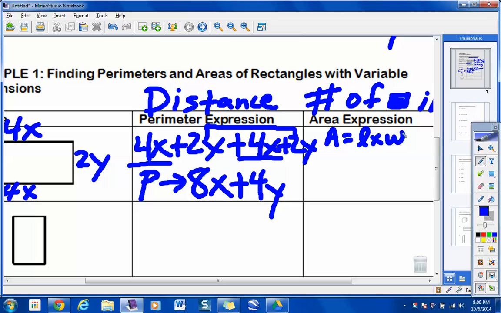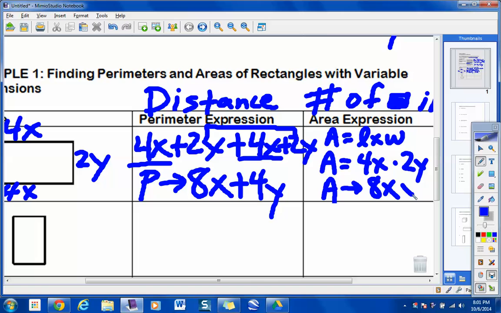My area is going to be a length times a width. So in our example right here, okay, my length is 4x. So we're going to take 4x times 2y. Now under the new multiplication rules right here, we simply say my area expression is going to be the 4 times the 2 part, so that's simply going to be 8. And then we just put the rest of the variables in there, times x times y.